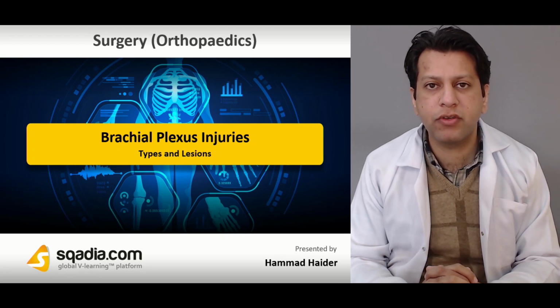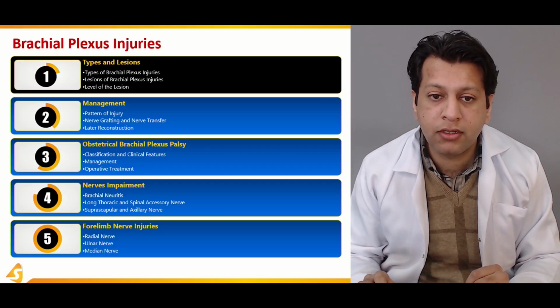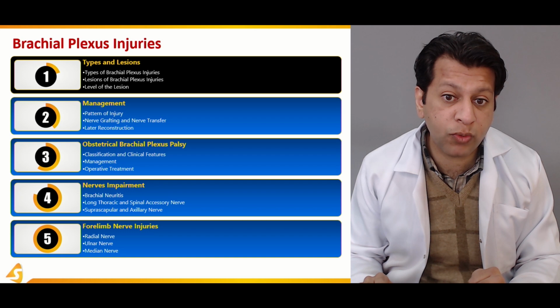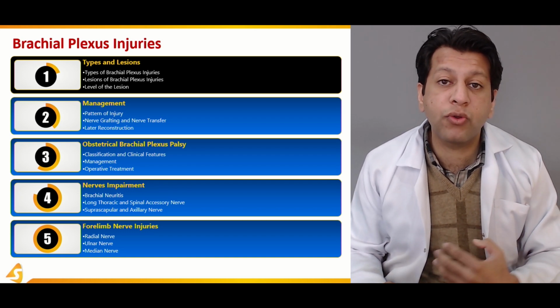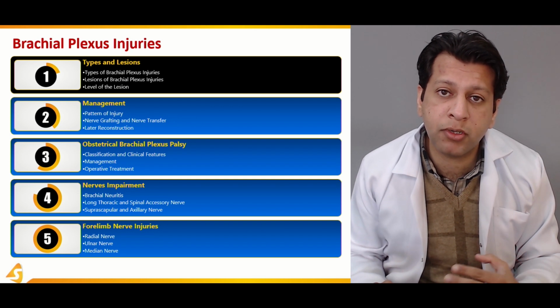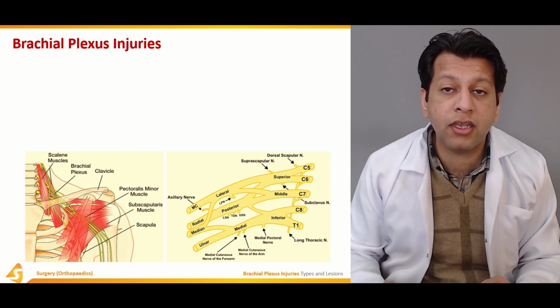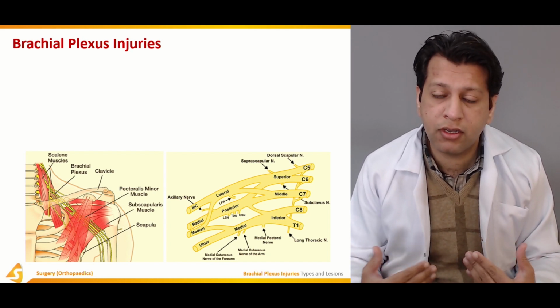Now moving on to our first section, that is the types and lesions of the brachial plexus. As I just told you, we will be briefly going through the anatomy of the brachial plexus, where the lesions can occur, how the lesions can occur, and how to identify by their signs and symptoms what is the level of the lesion.